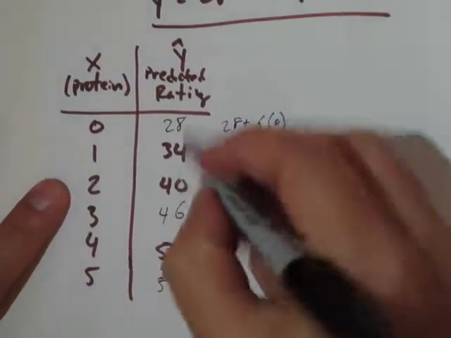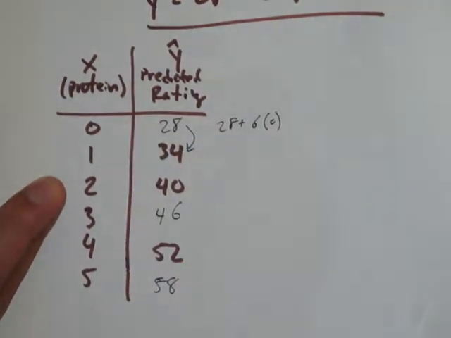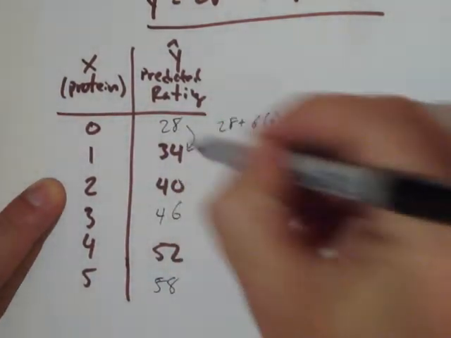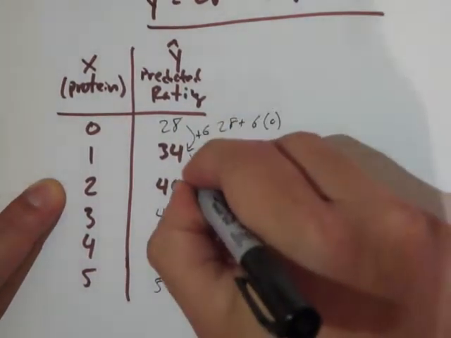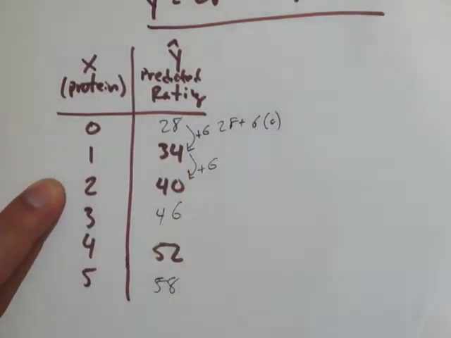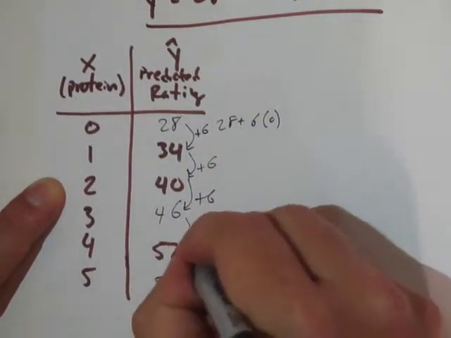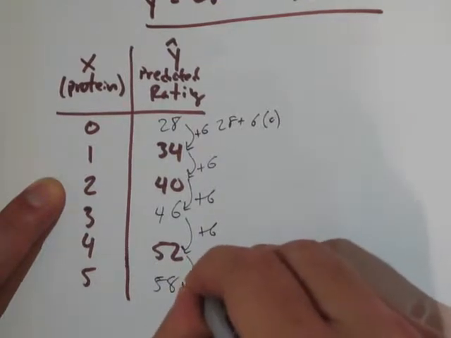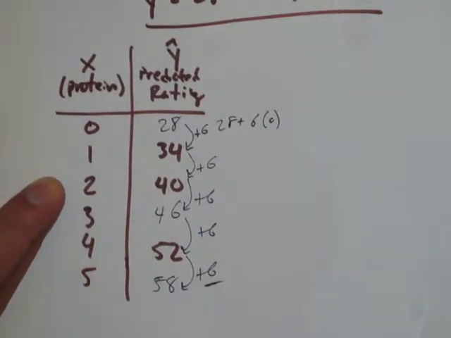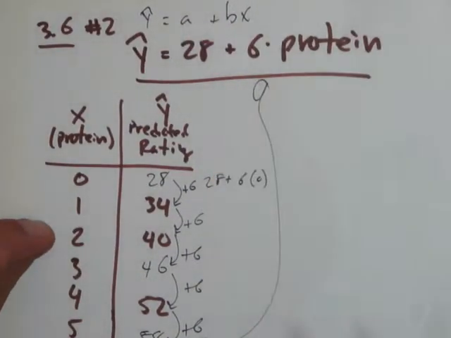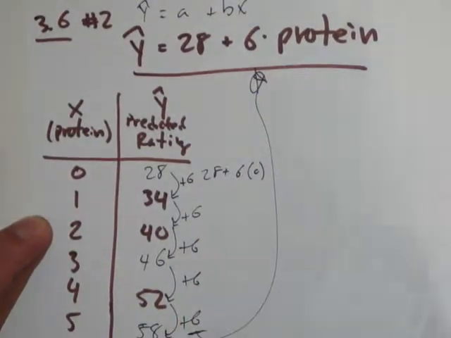Now let's take a closer look at these values over here. From 28 to 34, what was the difference there? How did we go from here to here? What was the change? It was a plus 6. From here to here, plus 6. From here to here, plus 6. Plus 6, plus 6. Okay? Does that 6 look familiar? There it is. All right, the slope. This plus 6 is the same as the slope.